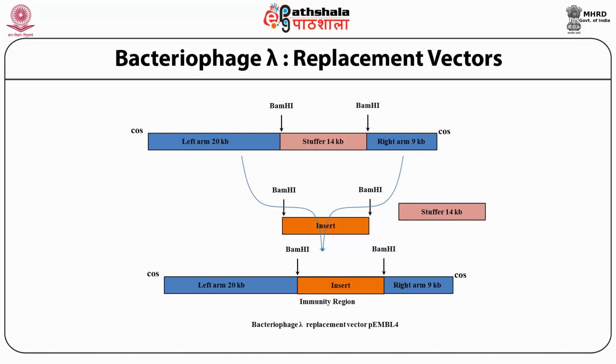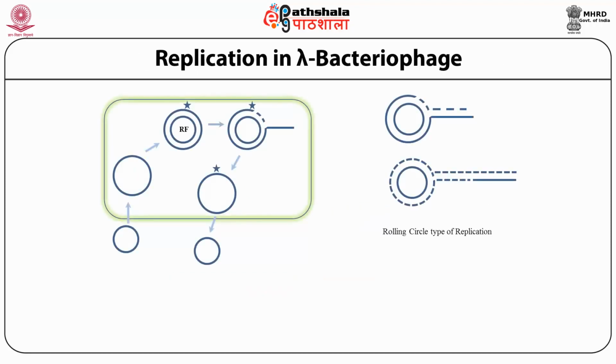In the presence of the IE region, the phage will integrate into the bacterial chromosome and continue the lysogeny cycle. But when the IE region is disrupted and replaced by the foreign DNA, it will continue the lytic cycle and form plaques. Replication in bacteriophage.